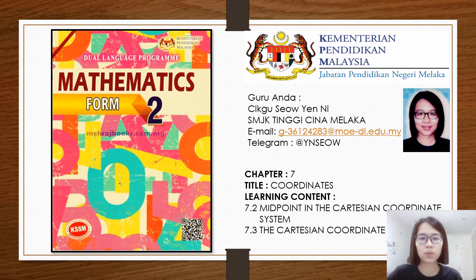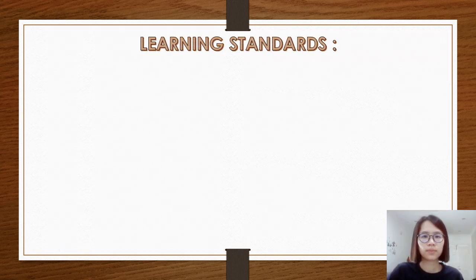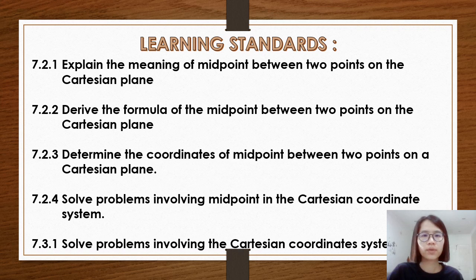In this video, we will focus on Learning Content 7.2, Midpoint in the Cartesian Coordinate System, and 7.3, the Cartesian Coordinate System. There are 5 learning standards in this learning content.